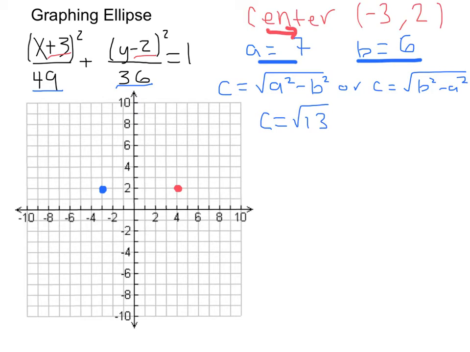And then we're going to go the other direction. So if we start at -3, if we move over 7 to the left, we're going to be at -10. And we're going to do the same thing with the b values. So we're going to go up 6 to 8, and then down 6 to -4.